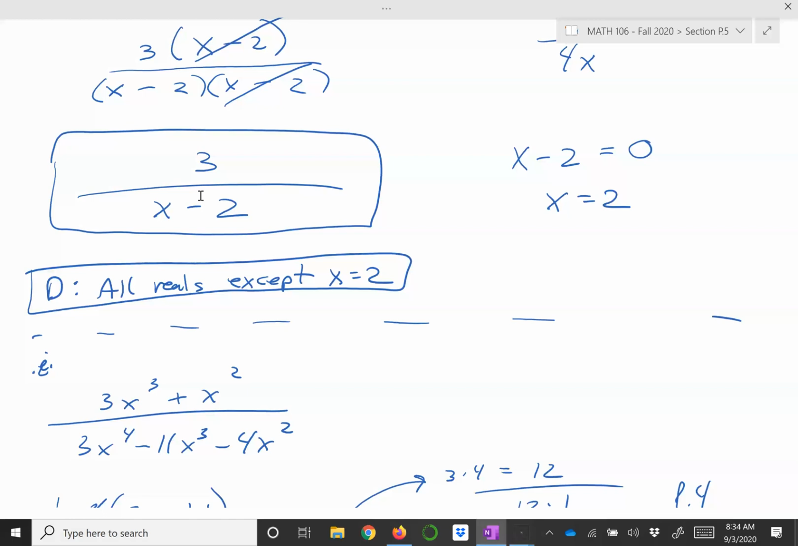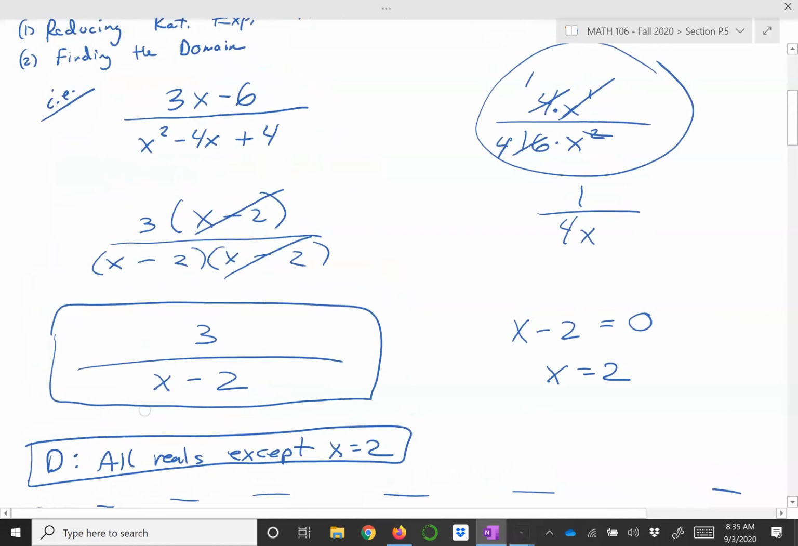So everyone pay attention to this. On the quiz today, when I have you do this, I only want you to find the domain of the reduced rational expression, not the original one. Does that make sense? Okay. Now, why am I making that distinction? I probably should show you that.